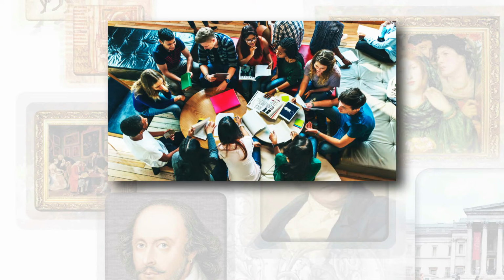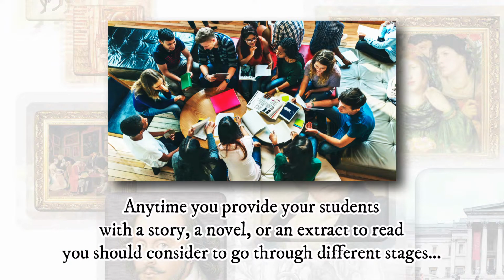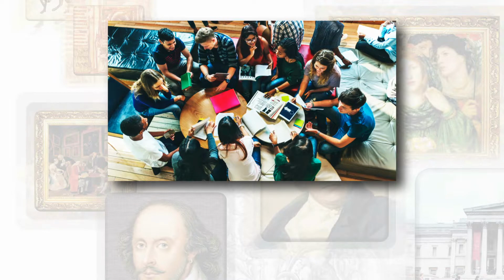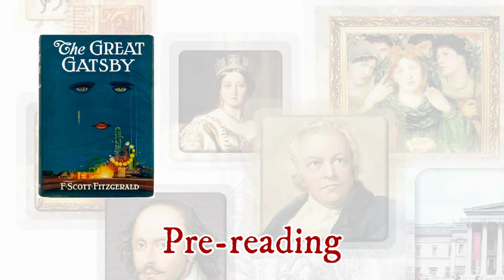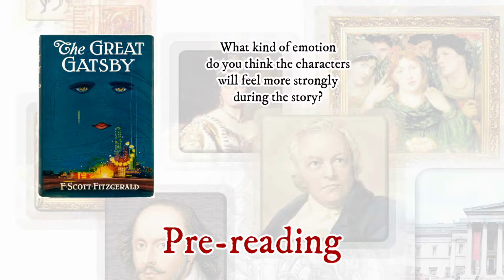Generally speaking, you might consider anytime you provide your students with a story, a novel, or an extract to read, to go through different stages. Before reading, you can have students preview the text and focus on one or a few pre-reading questions on emotions, encouraging them to support evidence for their answers. Some possible questions could be, for example, based on the book cover or the pictures provided with the text: What kind of emotion do you think the characters will feel most strongly during the story? Maybe happiness, maybe sadness, fear, love, anger.